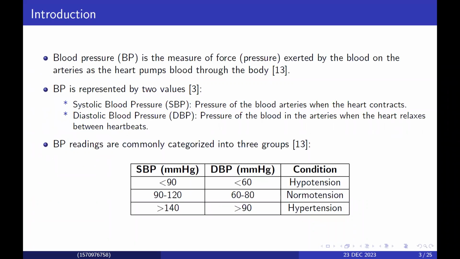First of all, BP, blood pressure, is the measure of force or pressure exerted by the blood on the arteries as the heart pumps blood through the body. Generally, it is represented by systolic and diastolic BP values. Systolic BP is the pressure of the blood in the arteries when the heart contracts, whereas diastolic BP is the pressure of the blood in the arteries when the heart relaxes between the heartbeats. Using the BP readings, we can categorize the blood pressure values into hypotension, normotension, and hypertension.